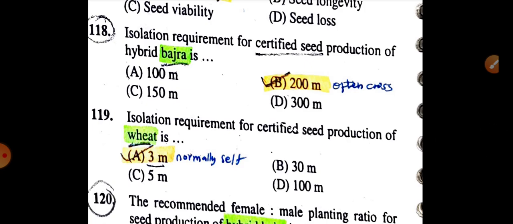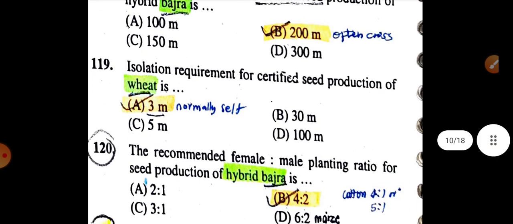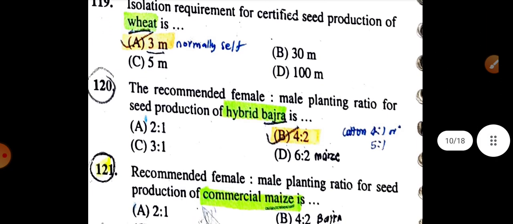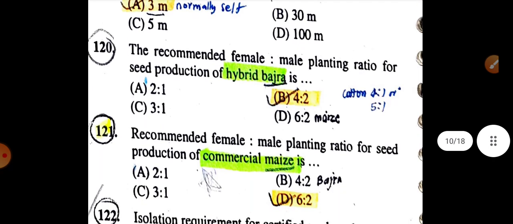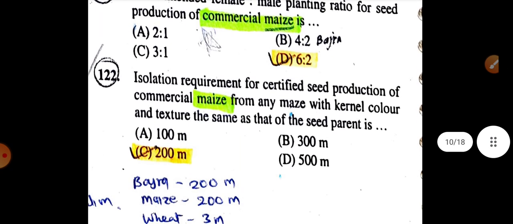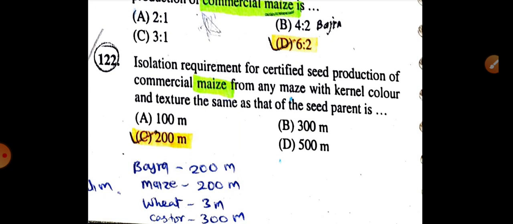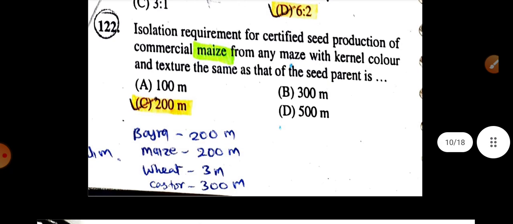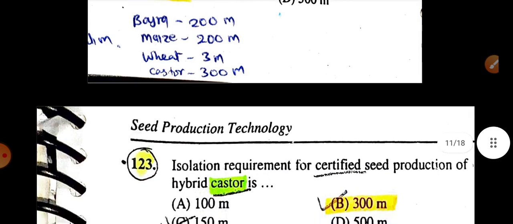Isolation distance for bajra is 200 meters. For wheat it is 3 meters. Male-female ratio for bajra is 4:1, 4:2. For commercial maize it is 6:2. The isolation distance for maize is 200 meters, bajra 200 meters, wheat 3 meters, castor 300 meters.